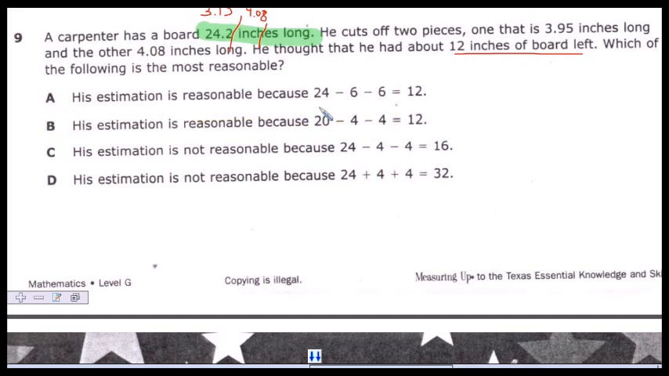His estimation is reasonable because 24 minus 6 minus 6 is 12. Or his estimation is reasonable because 20 minus 4 minus 4 equals 12. So think about which one is the right one. Okay, we have 20. This is about 24 right here. This is about 4, and that's about 4. And we're taking away 4 each time. So do you think he's correct or he's incorrect? Think about it.